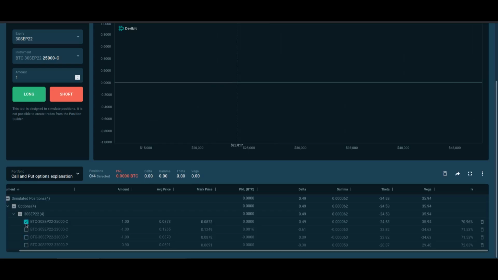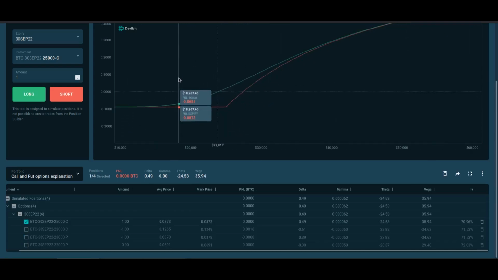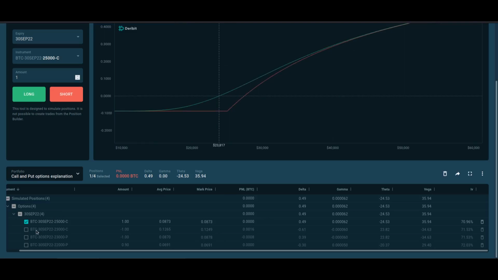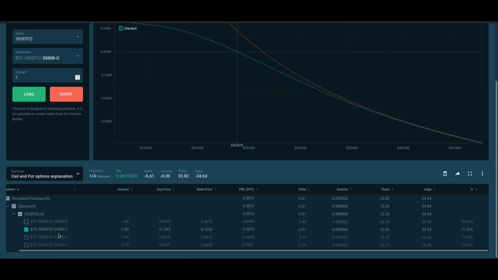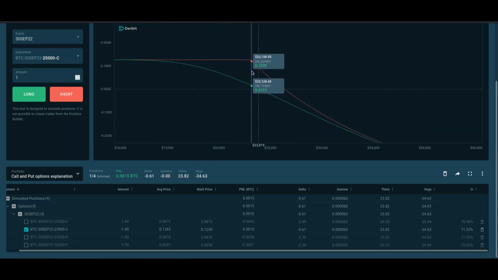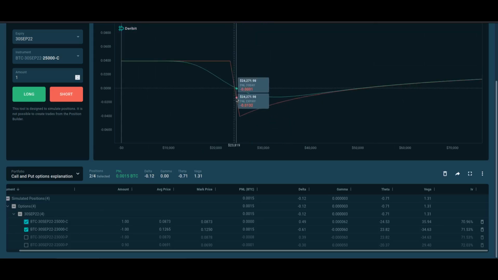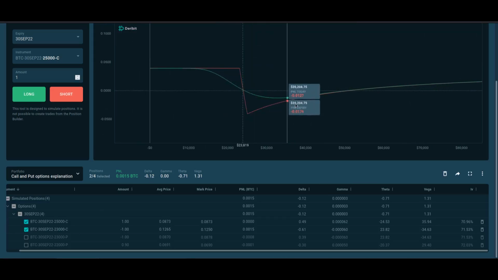Let's take a look at what covered calls and puts are. Here is an example of selling a call at the 23,000 strike, and then we have to buy a call at another strike in our loss direction.